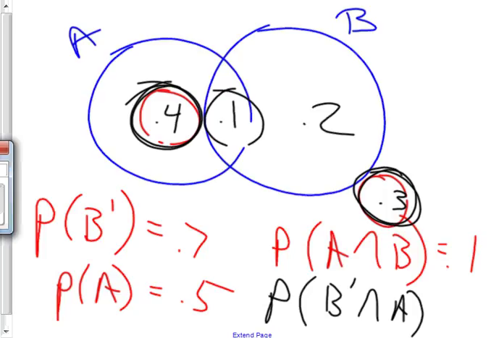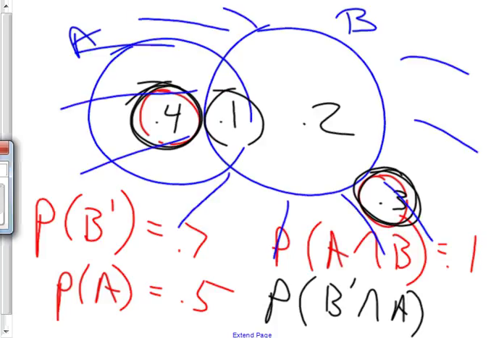Okay. Now, what is the probability of not B intersect A? Not B, I'm going to do the sun thing again. This is not B intersecting with A. So that's just this part right here, and that'd be a 0.4. Okay, now I'm going to make it more complicated.